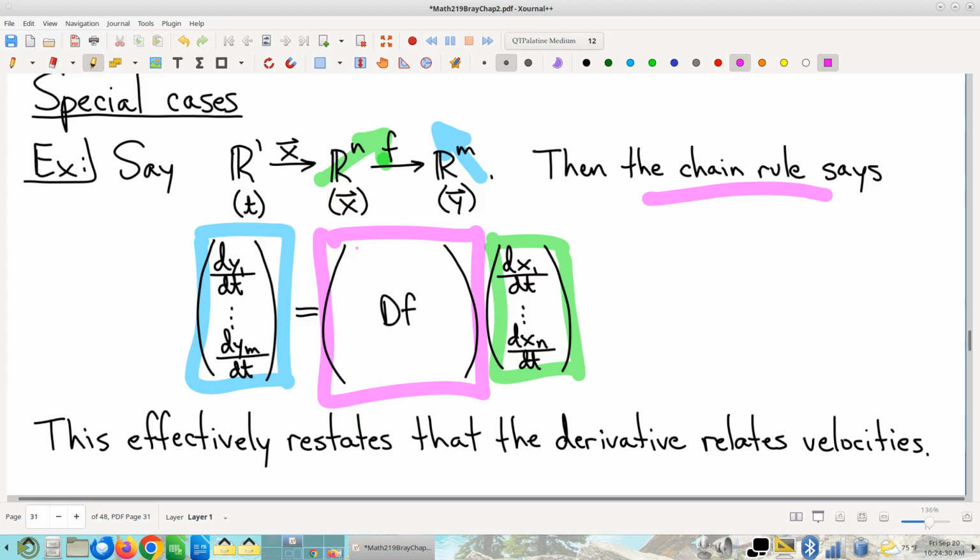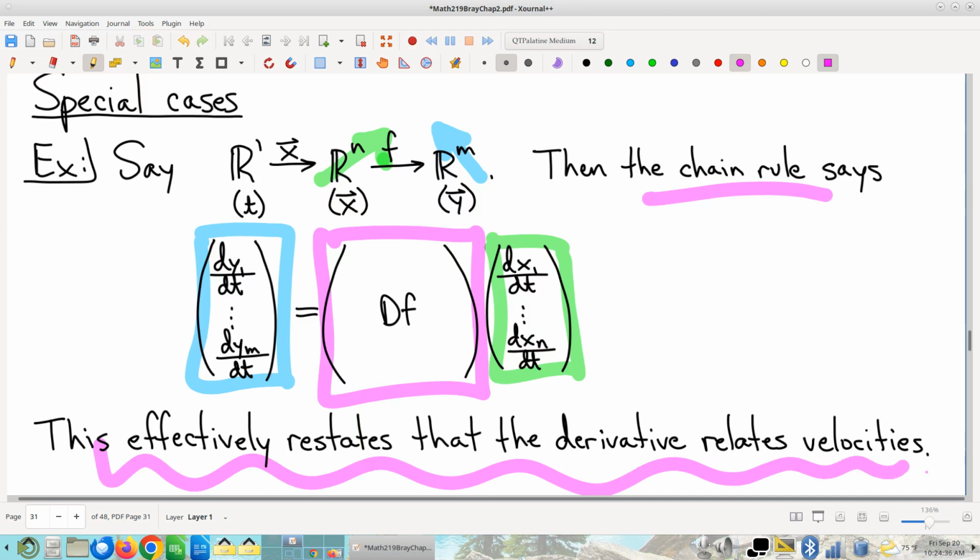Now, we already knew that. But it is kind of cool that what I consider to be one of our fundamental interpretations of what derivative matrices do, what derivatives do in general, is recovered in this special case of the chain rule. Okay, so kind of cool.